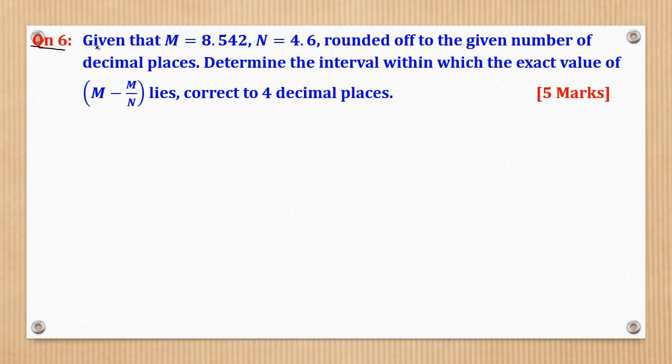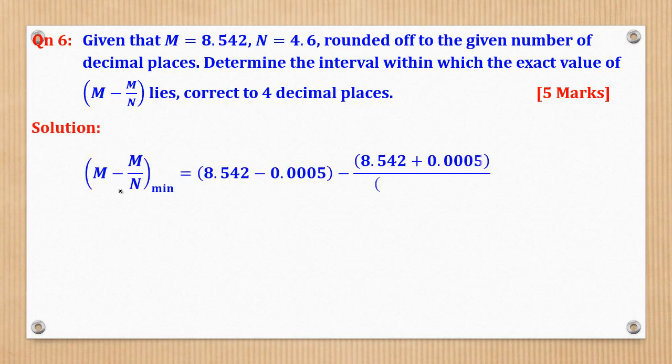So question 6 says, given that, so question 6 is under numerical methods, the topic of errors. Given that m is this, n is this, rounded off to the given number of decimal places, determine the interval within which the exact value of this lies correct to 4 decimal places.